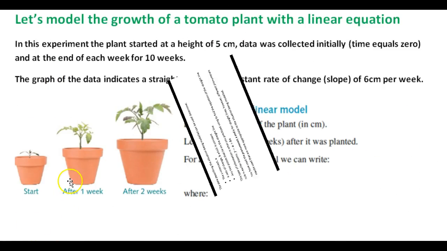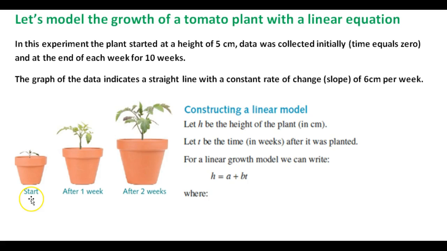Alright, let's say someone wanted to look at how a tomato plant grows. The same plant in a pot at the start, after 1 week, after 2 weeks. And let's say at the start the plant was 5 centimeters high, and whoever was measuring these plants did it at the end of each week, and they did it for 10 weeks. Now we're going to model this situation as a straight line graph. If we look at this, we can see that it sort of looks linear, doesn't it? We can fit a straight line across the heights here. So a linear model seems okay.